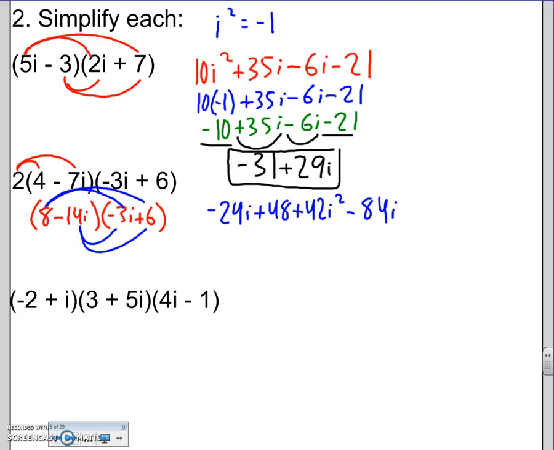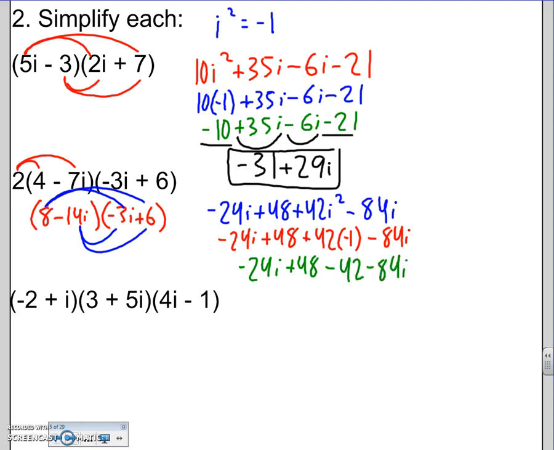i. Alright, I'm going to fix i squared. So I'm going to leave this right here. I'm not going to bother with it yet. But this 42i² is going to multiply to negative 1. Minus 84i. So negative 24i plus 48 minus 42 minus 84i. Combine terms carefully.